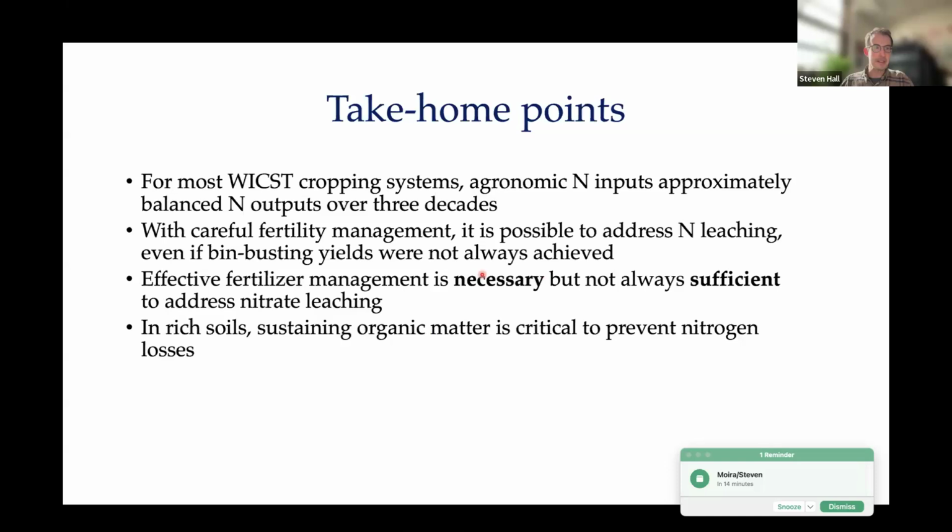And so I think the take home is that really effective nutrient management is necessary, but not always sufficient to help us with nitrate leaching, particularly when we're dealing with fine textured, organic matter rich soils. Obviously, the story is going to be different in different parts of the state, especially if we're thinking about the central sands and the scenarios that were talked about in the first part of the webinar. But I think we need to really think carefully about these whole systems for sustaining and building organic matter in conjunction with our efforts on nitrogen management.